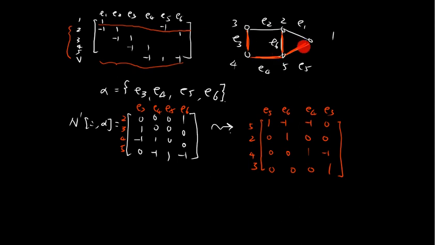Just look at the graph. It looks like it is a spanning tree, right? It is a spanning tree. But if we come back to look at columns 3, 4, 5, and 6, this part of the submatrix, it looks like this.